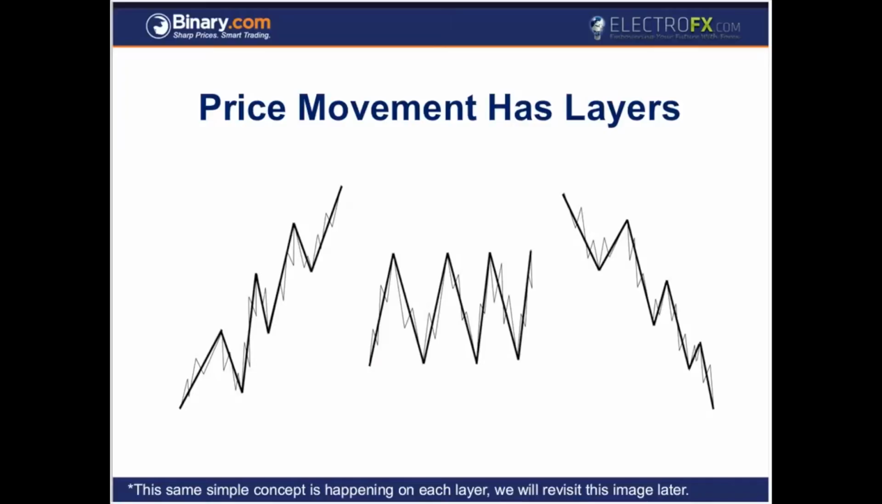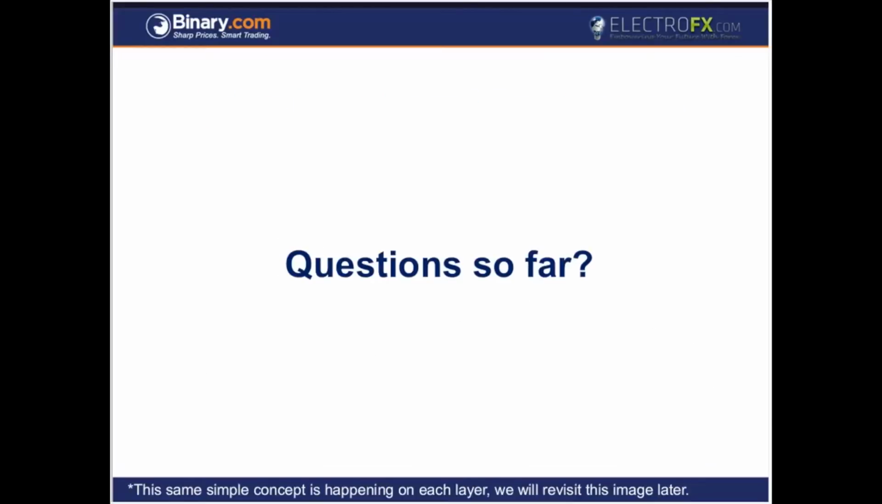Now, for example's sake, let's just say that the black line on this screen here is the waves of movement happening at the 30-minute chart level. And this fast little black line that you can see, the thin one, are the waves of movement that are happening on the 5-minute chart. All right, it's the same movement because that's just the way price moves, but we're looking at it on these two separate layers. So we're going to revisit this image a little bit later once I've introduced you to this next section. And first, I just want to make sure there's no questions up to this point.